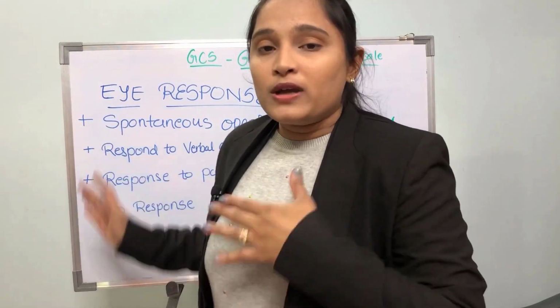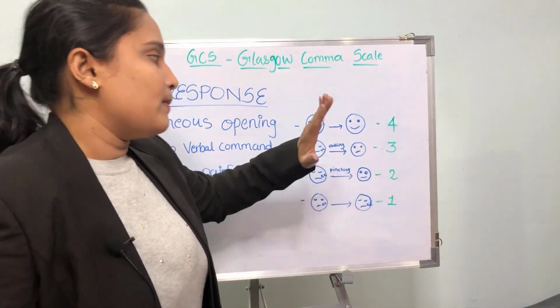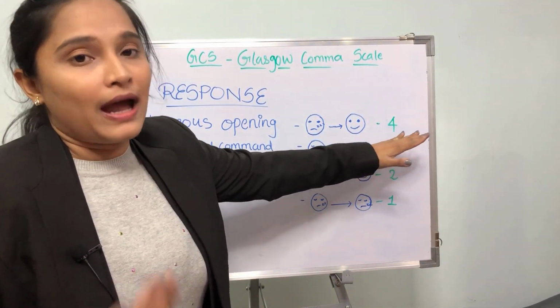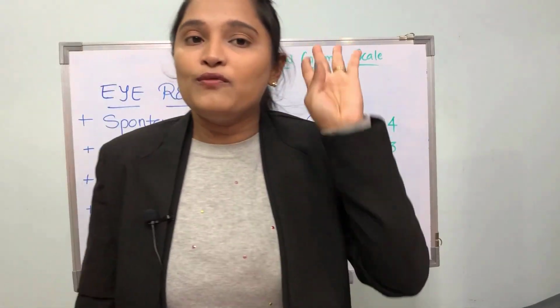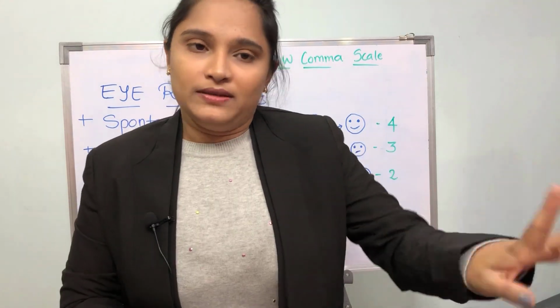So each point has some score, and the minimum score is 1 and the maximum score is 4. For the eye response, the scoring starts from 4. And then for the verbal and motor, add 1 each.